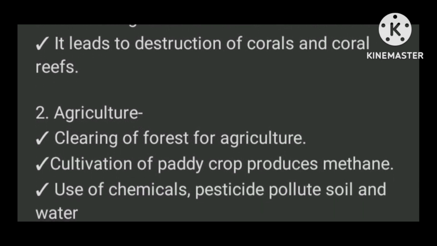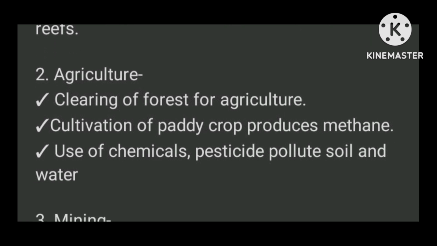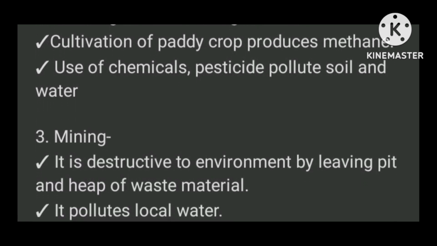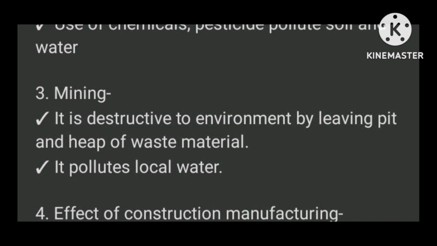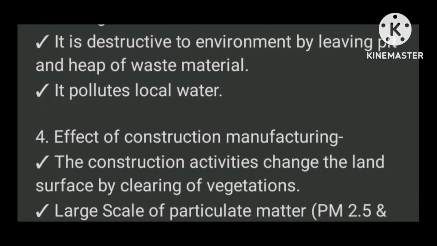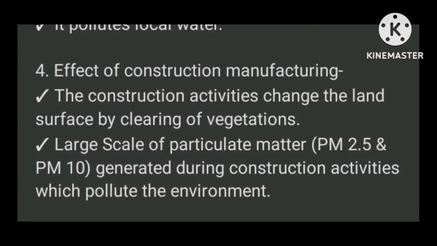Second, agriculture. Clearing of forest for agriculture. Cultivation of paddy crop produces methane. Use of chemicals and pesticides pollutes soil and water. Third, mining. It is destructive to the environment by leaving pits and heaps of waste material. It pollutes local water.